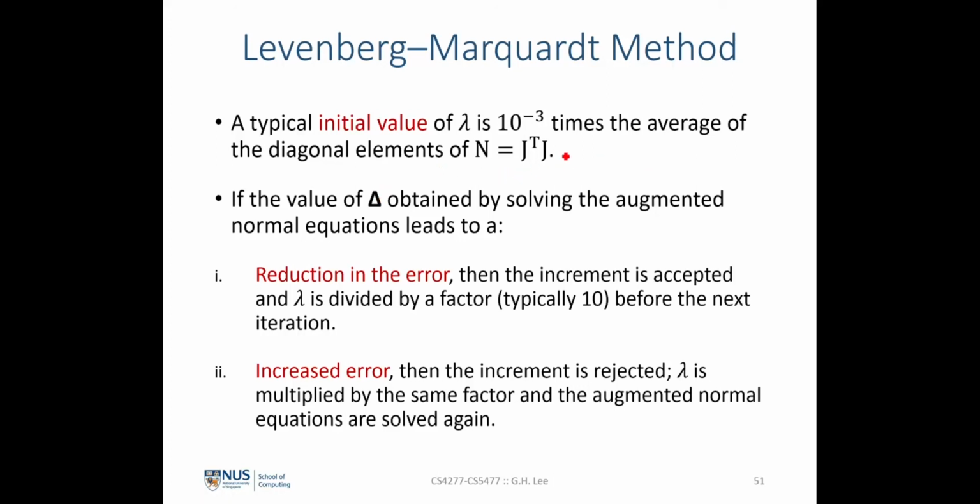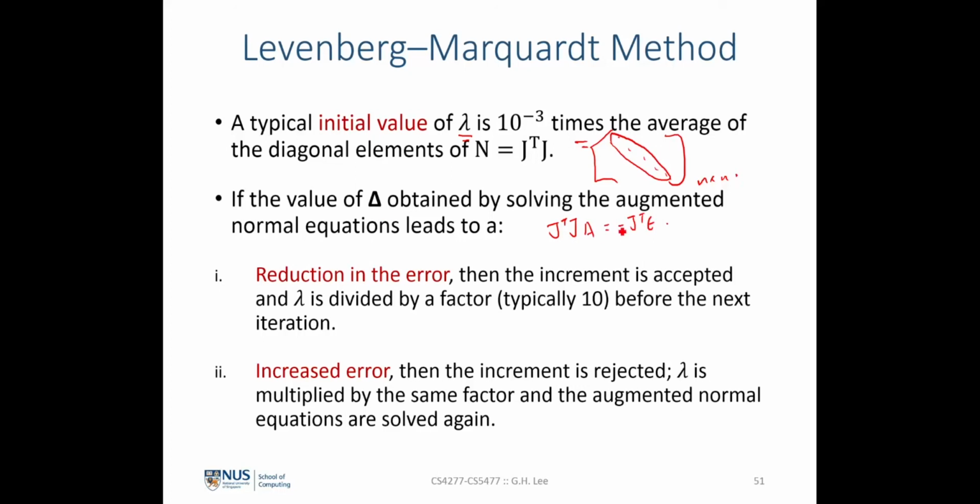So what this means is that after we compute J transpose J, we get, suppose, an n by n matrix. We'll take the sum of all the diagonal values and divide it by the total number of entries, which is going to be n over here. And we'll take 10 to the power of minus 3 multiplied by the average value of the diagonal of this Hessian matrix to be the initial value of lambda. And after we have computed this delta from the normal equation, J transpose J delta equals minus J transpose epsilon over here.